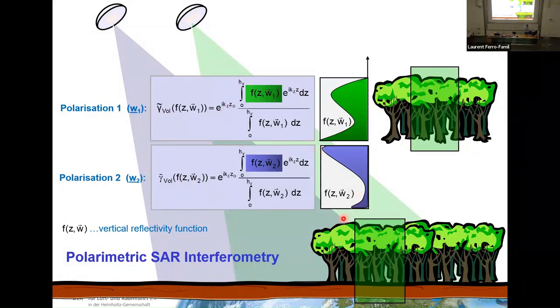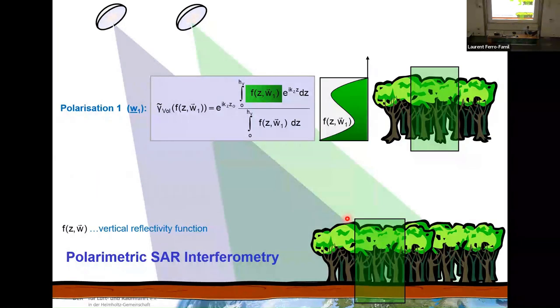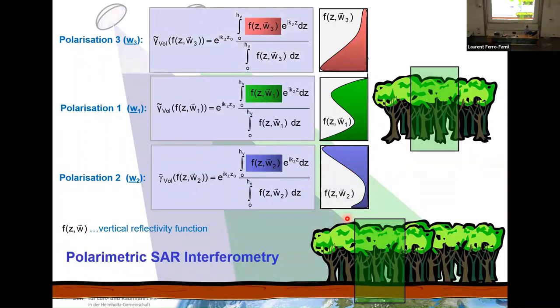Of course, if you change the coherence automatically for the same baseline, you also change the reflectivity function, but you can also be more targeted. And for instance, look for something that increases your volume contribution and decreases the ground. And you can also look for something that increases the ground but decreases the volume. Of course, in an ideal world, we said with polarimetry, I separate scatterers. And here I would like to separate the volume from the ground.